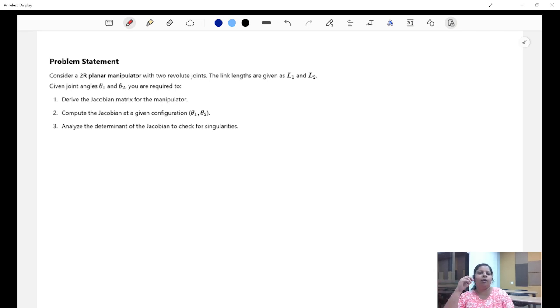So for that, now the Jacobian matrix of the manipulator is the thing we want to find out. Second thing is that we want to find the Jacobian at a given configuration. So let's say I say theta 1 to be pi by 2, theta 2 to be some value. I want to check that. And then from the determinant of Jacobian, I also want to determine if it is singular or non-singular. So if you're supposed to write a MATLAB program for this, how would you write it?